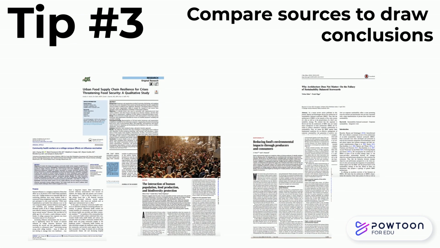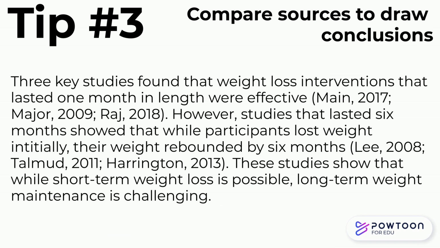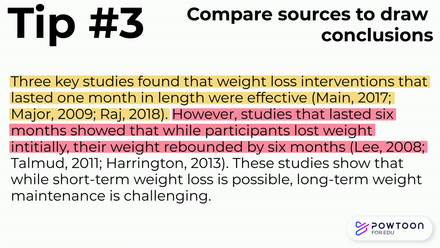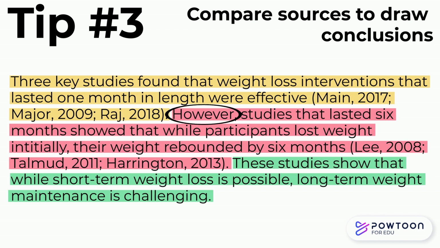Tip number 3. Compare sources to draw conclusions. This example shows how you can compare sources and draw conclusions. The first sentence summarizes one group of studies. It reads, 3 key studies found that weight loss interventions that lasted 1 month in length were effective. Maine, 2017, Major, 2009, Raj, 2018. The second sentence summarizes a second group of studies, and the comparison with the first group is indicated by the word however. The second sentence reads, however, studies that lasted 6 months showed that while participants lost weight initially, their weight rebounded by 6 months. Lee, 2008, Talmud, 2011, Harrington, 2013. The final sentence adds critical voice by providing the author's conclusion based on these findings. It reads, these studies show that while short-term weight loss is possible, long-term weight maintenance is challenging.